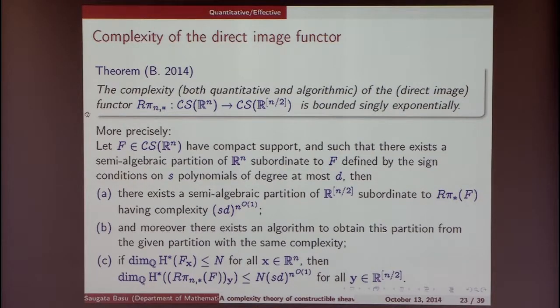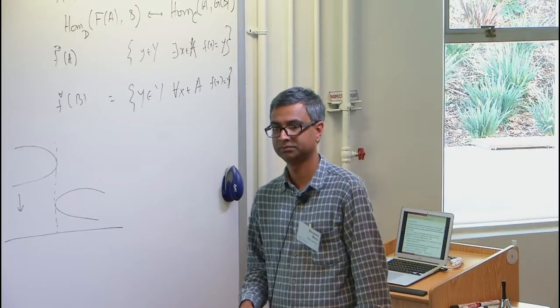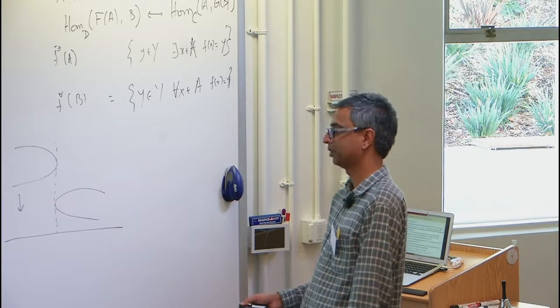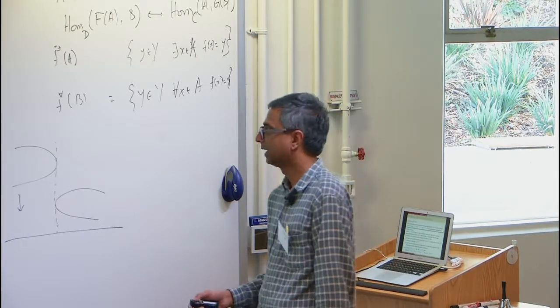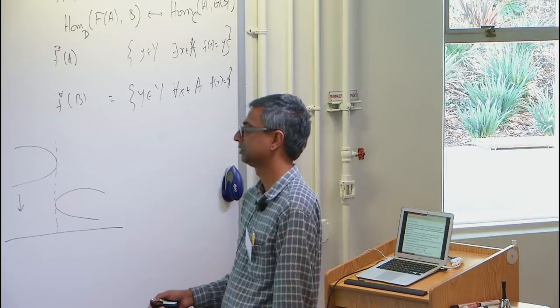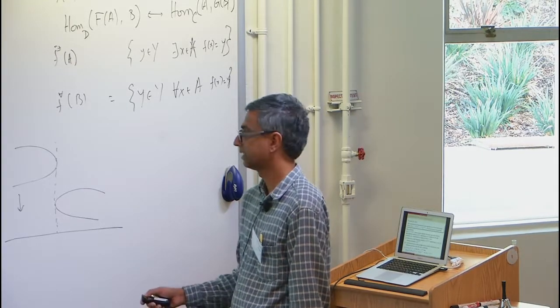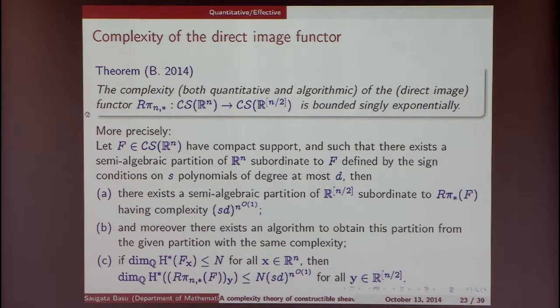You're given a partition. Just a partition. F can be anything. And I'm not saying that I'm able to compute the stalks. This is just a bound. So I agree. Okay, good.